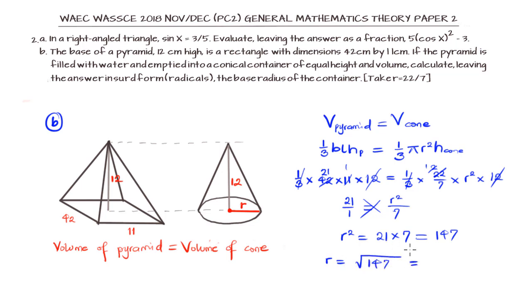But now 147, if you want to express in factors, it will be 3 times 7 times 7, because 21 is originally 3 times 7. So that means r will be 7 root 3. And we are told to leave our answer in radicals, in short form. And that is our answer.